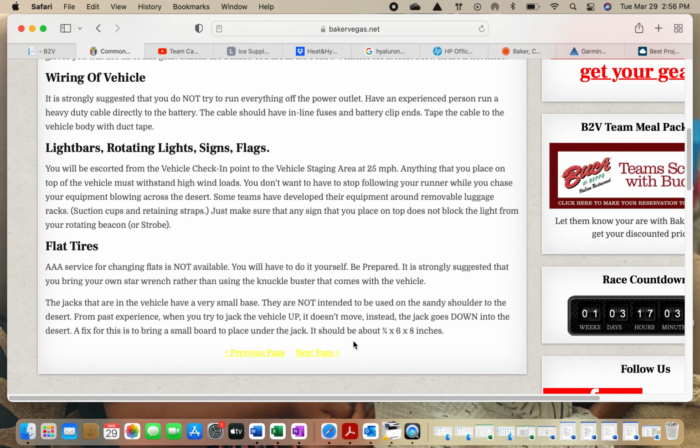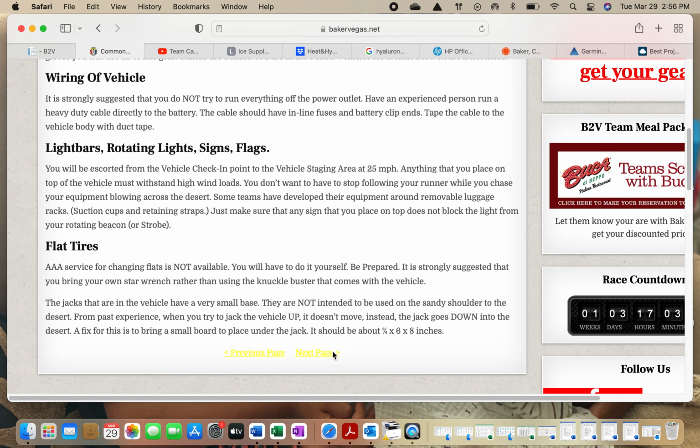Once you get to follow vehicle check-in and you drive over to the staging area, it is about 15, 20 miles an hour that you guys will travel. Just make sure that the stuff that's on top of your vehicle is secured safely. The last thing you want is for that stuff to go blowing through the desert. So just make sure that you have everything secured.